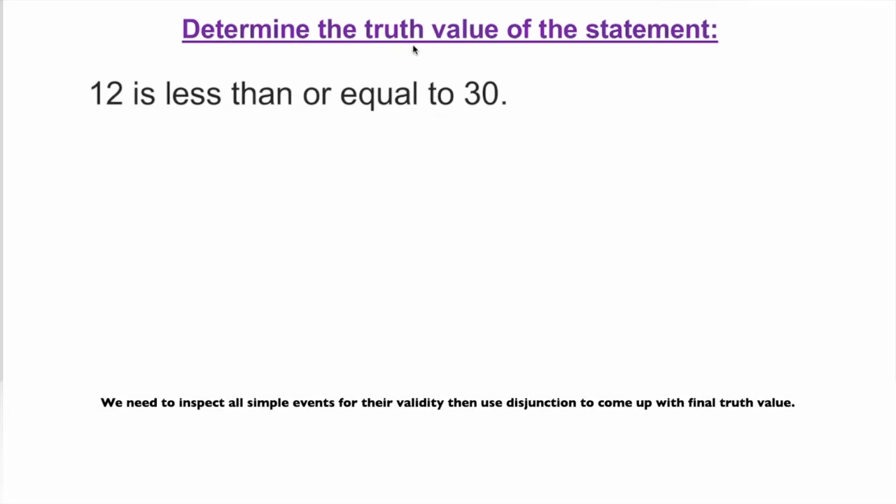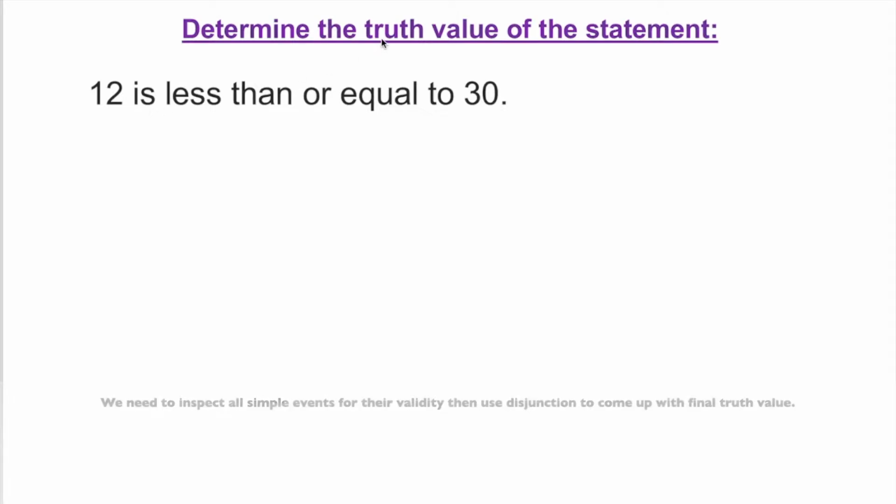So find out the truth value of the statement below. This is 12 is less than or equal to 30. Seems like this one is a statement separated by OR. So we can say this is 12 less than 30, or you can say 12 equal to 30. So it seems like this is a compound statement.